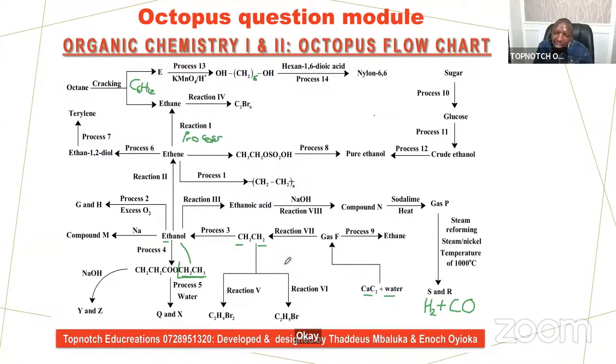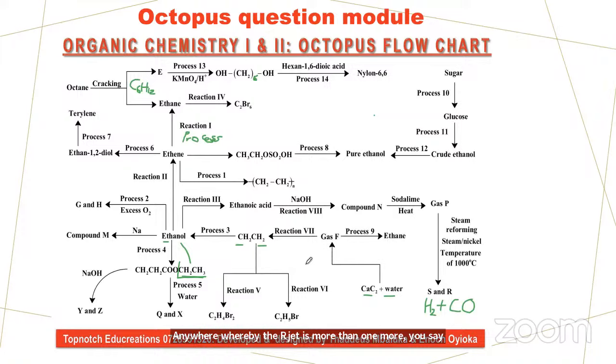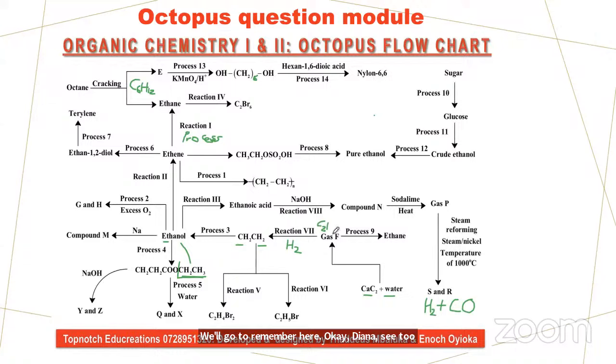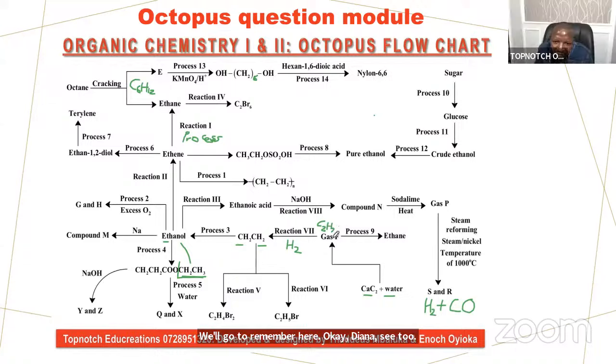Hydrogenation. With that one, we are using one mole of hydrogen, and we can say the reagent there is excess hydrogen. Anywhere whereby the reagent is more than one mole, you say excess. For this one, we are only adding one mole of hydrogen, because remember here, ethene is C2. So we have added only one hydrogen. But for this one, to convert it to ethane, you require two moles of hydrogen. So in that kind of scenario, this one requires extra hydrogen.